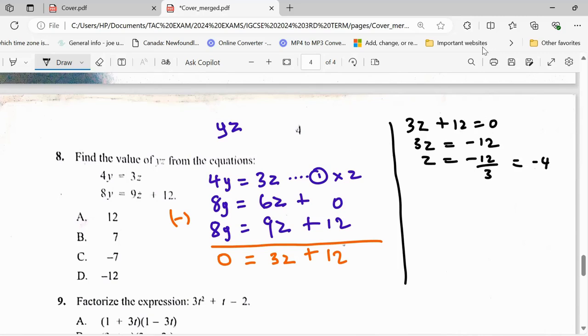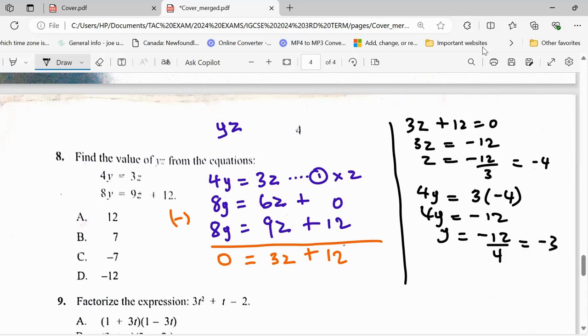Now substitute back the value of z into equation 1. Now we have 4y equals 3, instead of z, I put minus 4. So 4y is minus 12. y is going to be minus 12 over 4, which is minus 3. And I'm looking for yz, the product. That is, y is minus 3, and z is what? Minus 4. So this product is going to give me 12, which is option A.